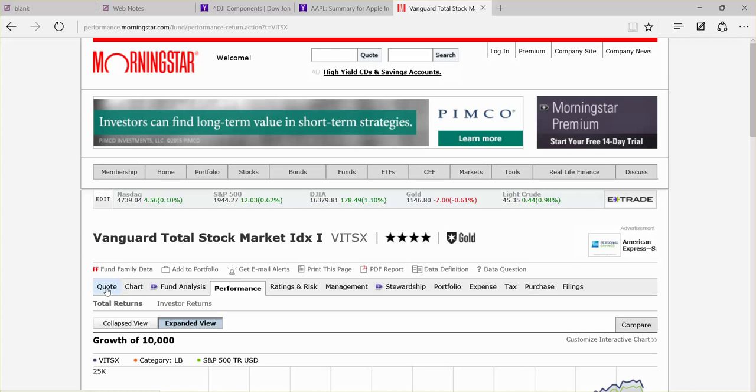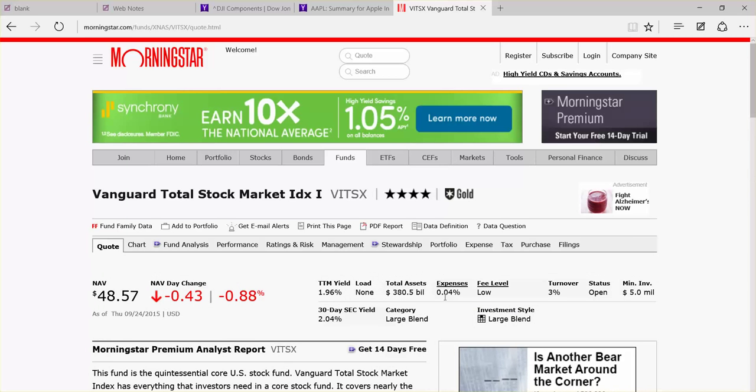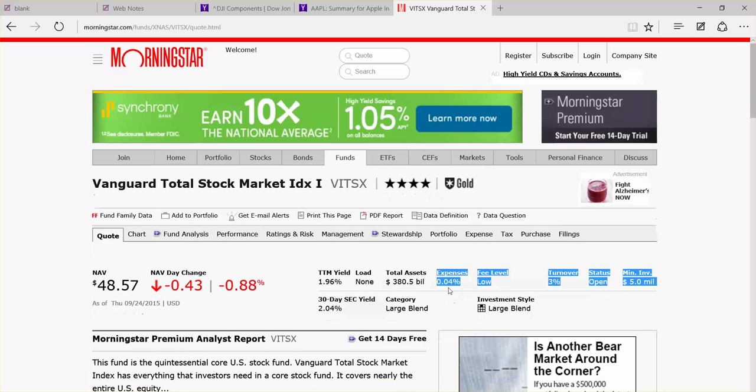I'm going to go to the front page, the main summary page, just to look at the expenses. Look at how low the fees are for this particular fund. That's extremely low. I don't know that I've seen a fund that has a lower fee than that. They have a huge amount of money invested in them, almost $400 billion. I'll talk more about what the status means and the turnover. Now, this one is an institutional fund. It takes a minimum of $5 million to open an account, but they do have an equivalent investor fund.